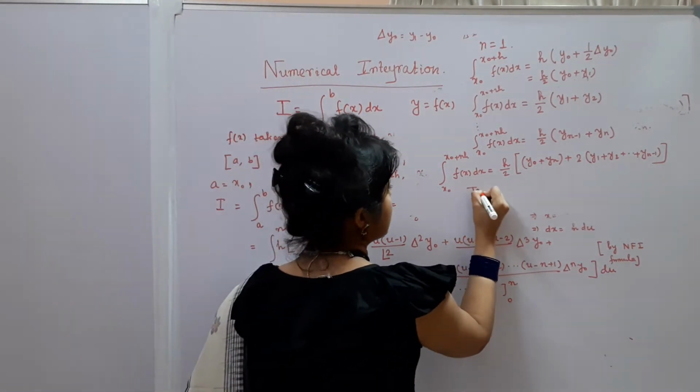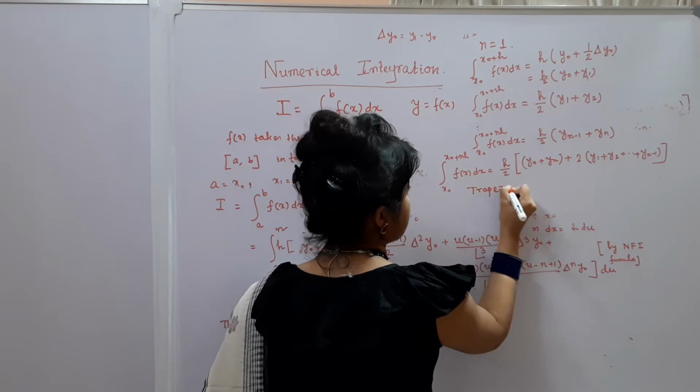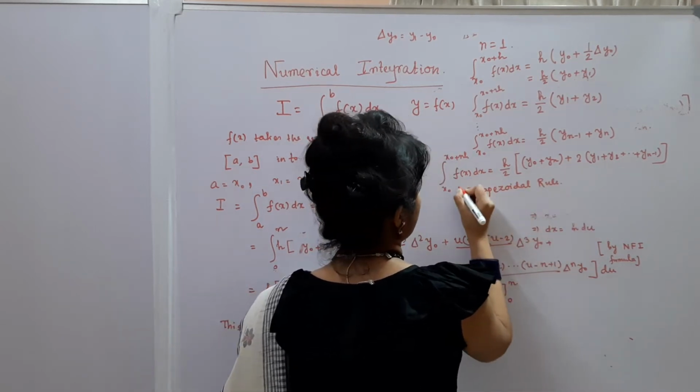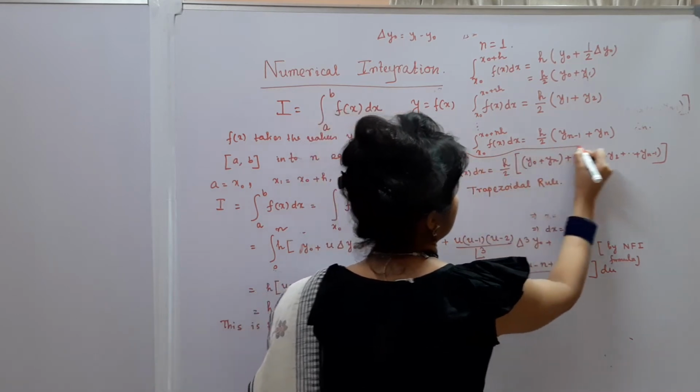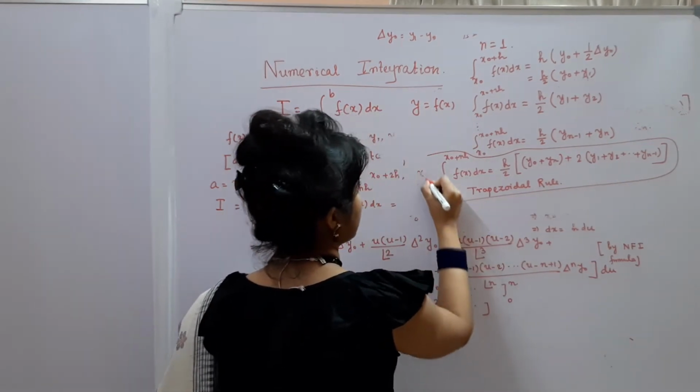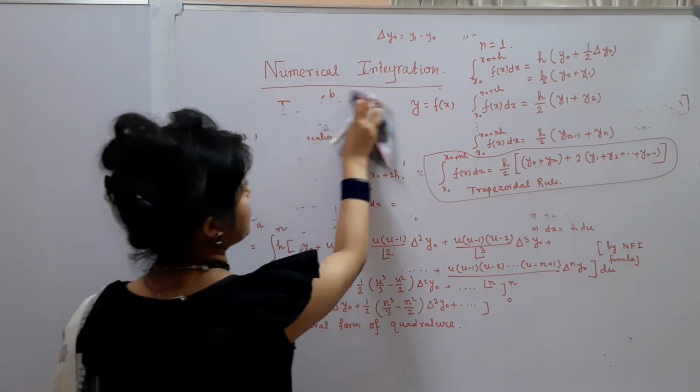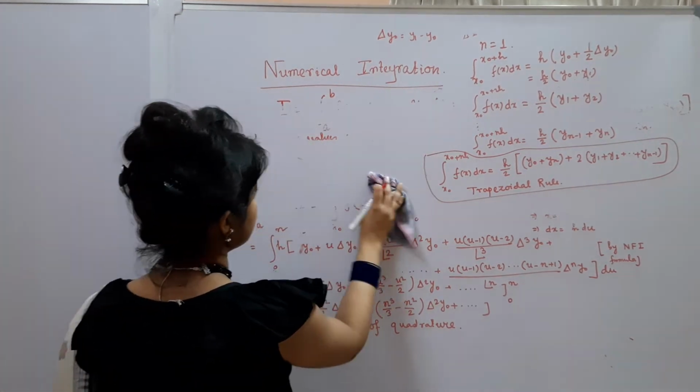This expression is called the trapezoidal rule, and it is very important. So remember this one. This is the trapezoidal rule.